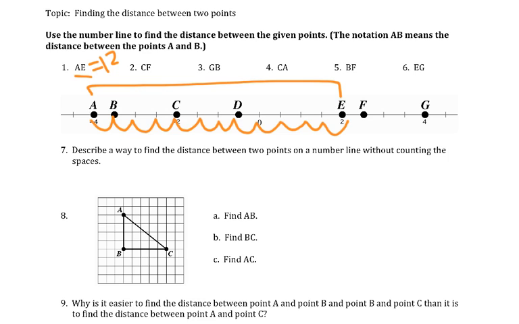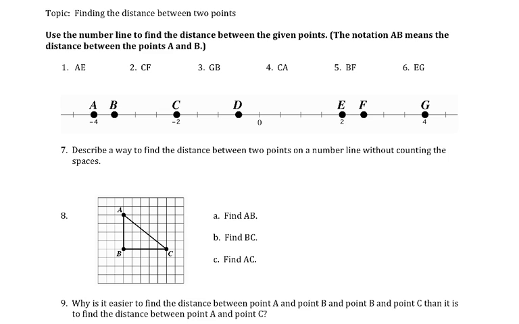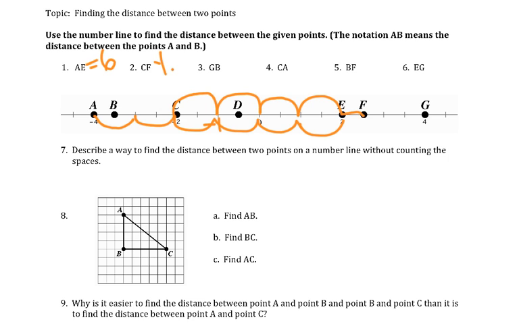Okay, CF, same idea. 1, 2, 3, 4, 5, 6. However, I may have just spotted a problem, huh? I didn't pay attention to the scale. Notice that if this is 2, that would be 1, a negative 1, so it would be counted by 0.5. So it would be 1, 2, 3, 4, 5, 6 for AE. So CF, 1, 2, 3, 4 and a half, or 4.5.